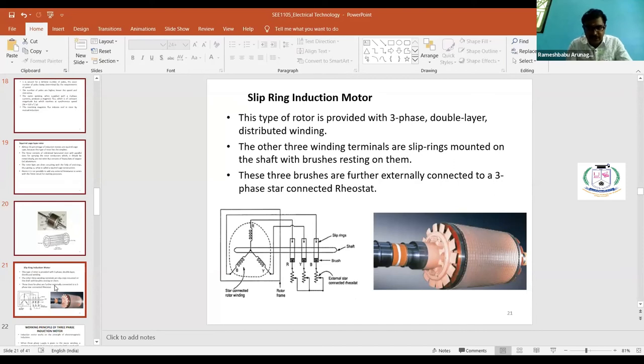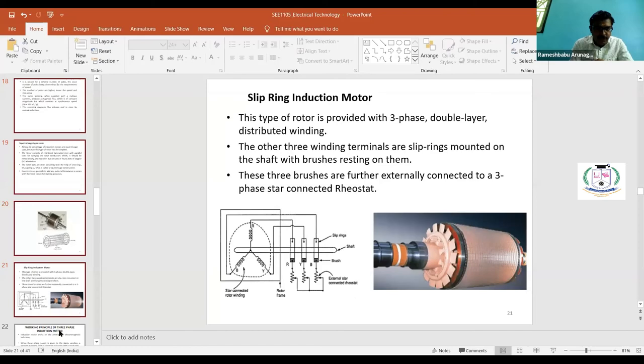Okay, you can see the diagram here. This is the construction diagram as well as the physical view. Three phase windings are there. Here we have only conductors, not aluminium or copper bars as in the previous case. The windings are connected to the slip rings, and the slip rings are connected to the carbon brushes, and then to the external resistance. Okay, so this is our slip ring induction motor.